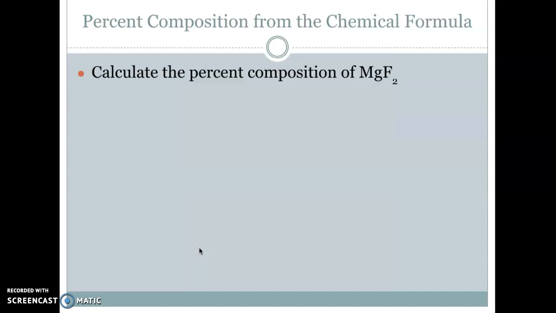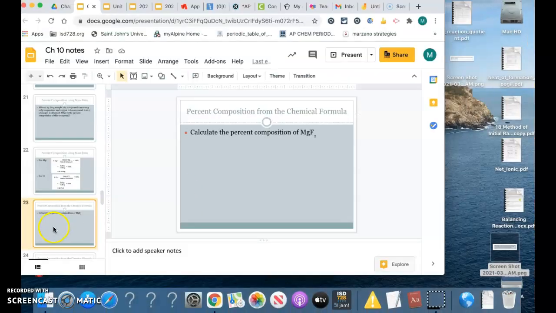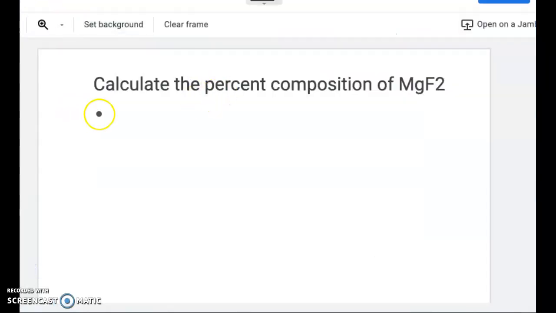Now the next type of problem is percent composition from the chemical formula. With this, we need to use molar masses from the periodic table. So let me exit out of the slideshow for the Jamboard so I could show the work. We want to find the percent composition of magnesium fluoride. That means we want a percentage for magnesium and a percentage for fluoride. All we're given though is the chemical formula for this compound. With this we want to use molar masses.